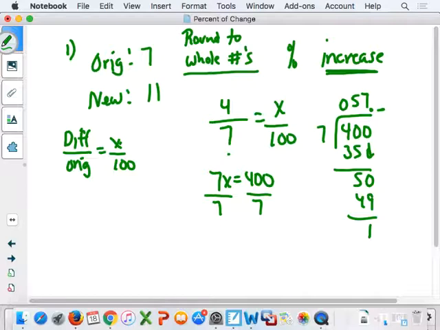Now, we can't stop yet because we're rounding to the nearest whole number. So 7 doesn't go into 1. Well, how many times does 7 go into 10? 7 goes into 10 one time. Now we can stop. We want to know, is this a 57 or 58% increase? Well, we're rounding the 7. The 1 is not big enough to tell the 7 to go up. So this is going to be a 57% increase. We started with 7 children on the playground. We ended up with 11, so we had a 57% increase.